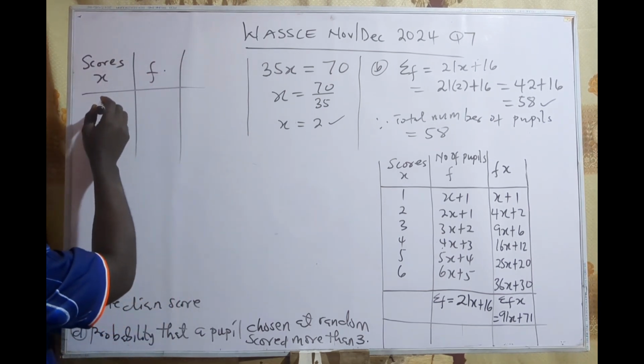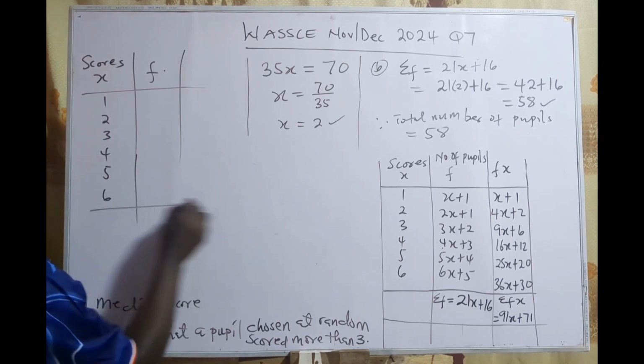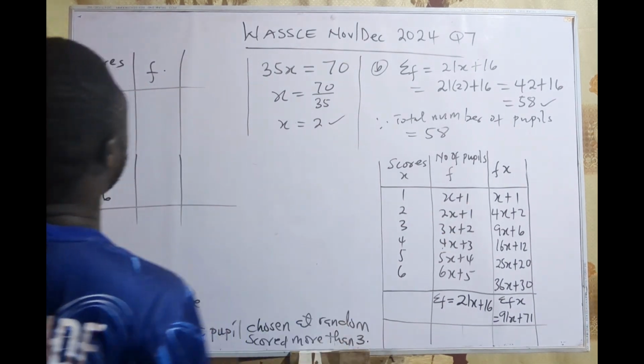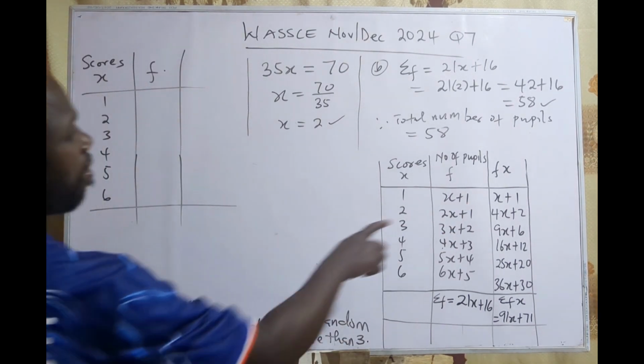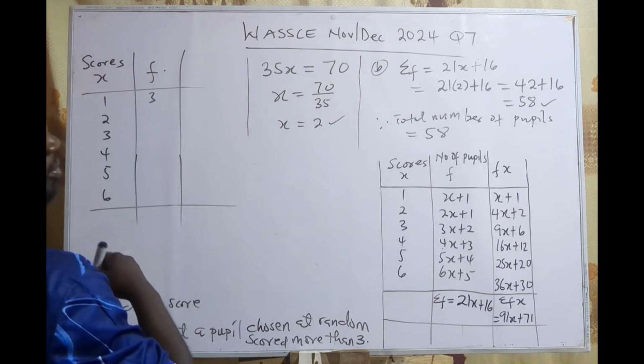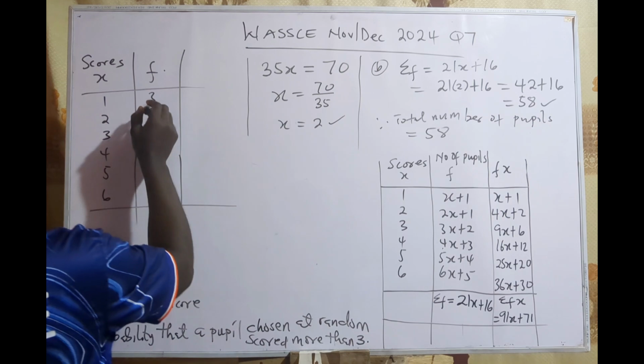So 1, 2, 3, 4, 5, and 6. Because we have to substitute the value of x to know the actual values. So x is 2, 2 plus 1 will give us 3. And here is 2x. 2 times 2 is 4, plus 1, that is 5.